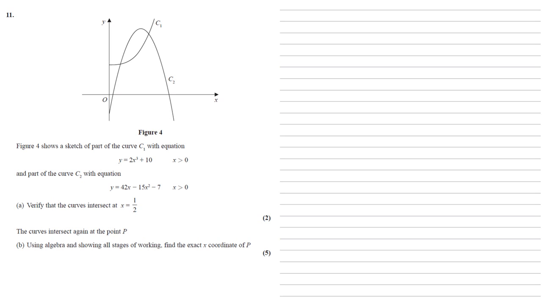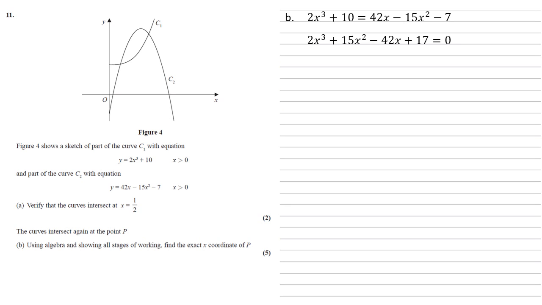The curves intersect again at the point P. For part B, we need to use algebra and show all stages of our working to find the exact x-coordinate of P. If we've got two lines meeting each other, then we know that we need to set them equal to each other. So we're going to have the 2x cubed plus 10 from the first equation equal to the 42x minus 15x squared minus 7 from the second equation.